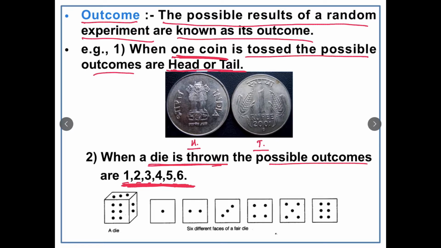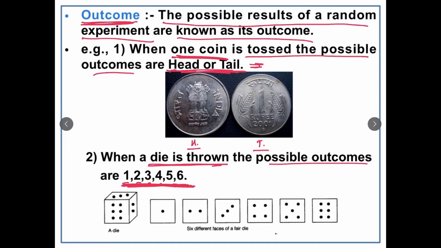Similarly, in the case of a coin, when one coin is tossed, the possible result can be either a head or tail. So both are called the outcomes of this event or experiment. Simply, the outcomes are the possible results. So whenever we toss a coin, the result can be either a head or tail. Similarly, in the case of a die, the outcomes are from number 1 to 6.